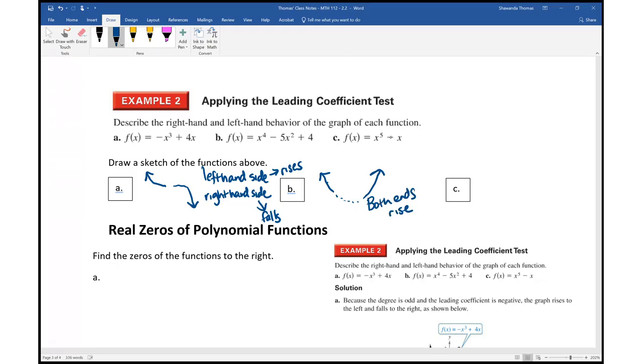And C, we have x to the 5th minus x. 5 is the degree. That is an odd degree polynomial, so it would act like the cubic function, and our leading coefficient is 1. Therefore, on the right side, we'll be rising, and on the left side, it will be falling. Left side falls, right side rises.